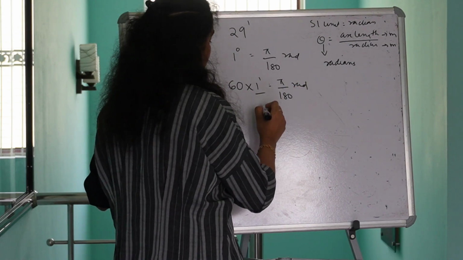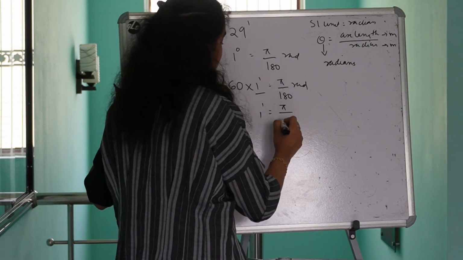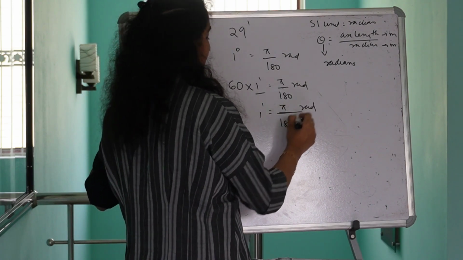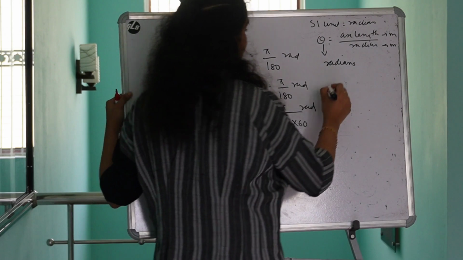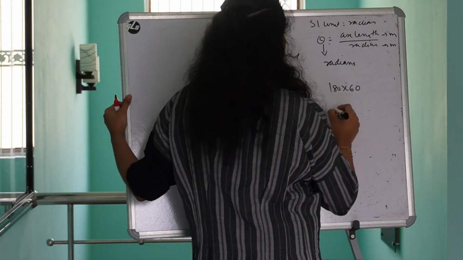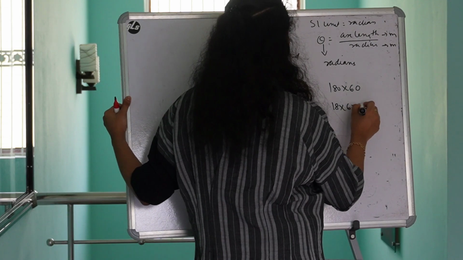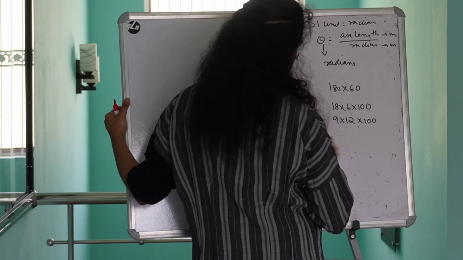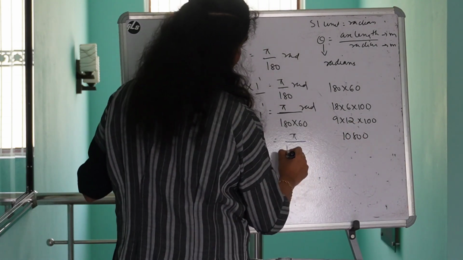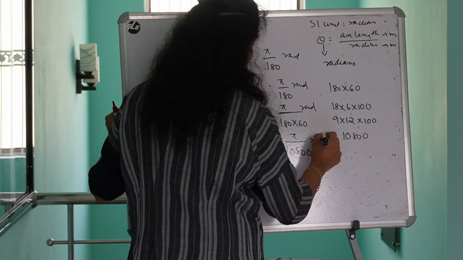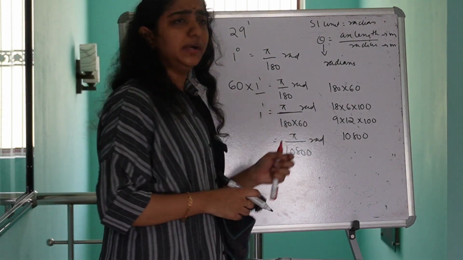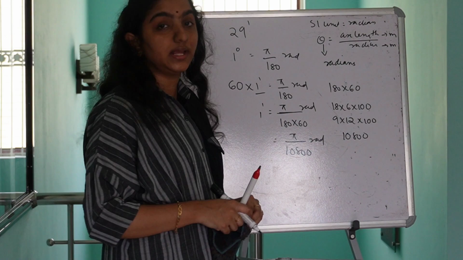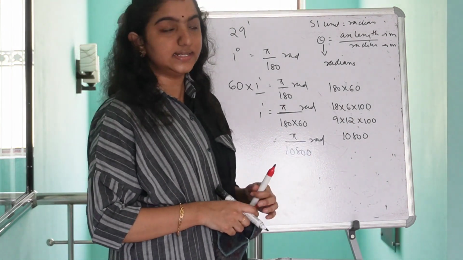Now I have to find what 1 minute is equal to. 1 minute is equal to pi divided by 180 into 60 radian. What is 180 into 60? 18 into 6 into 100, that is 9 into 12 into 100, which is 10800. So 1 minute is equal to pi divided by 10800 radian. Is it clear?